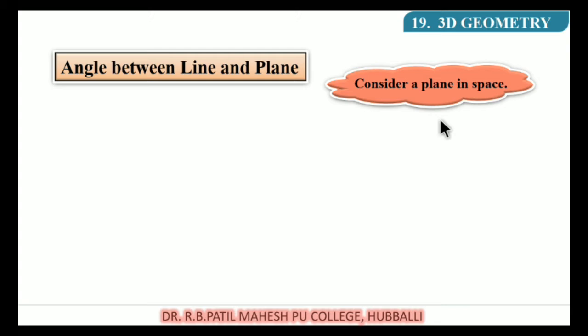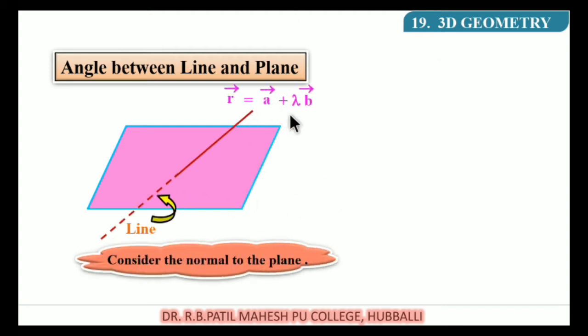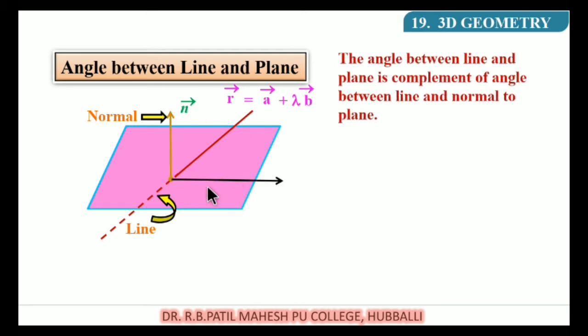Consider a plane in space. This is the plane, and we can also consider a line in space. The equation of the line will be r vector is equal to a plus lambda into b vector, where b vector is the vector parallel to the given line. Now consider the normal to the plane. This is the normal vector, given as n vector. And take this line as also perpendicular to this n vector.